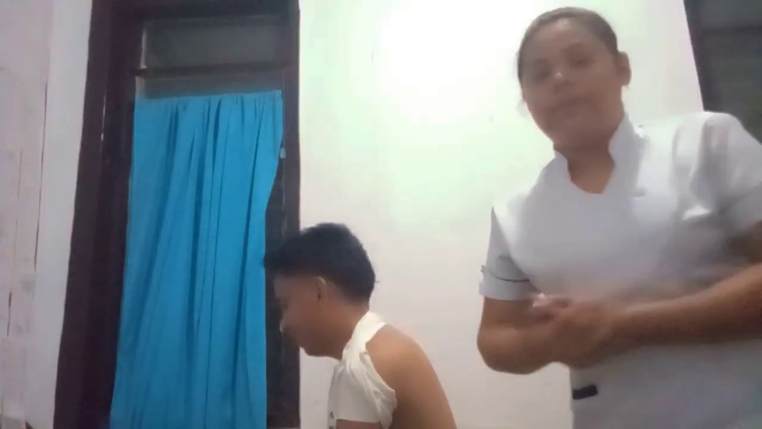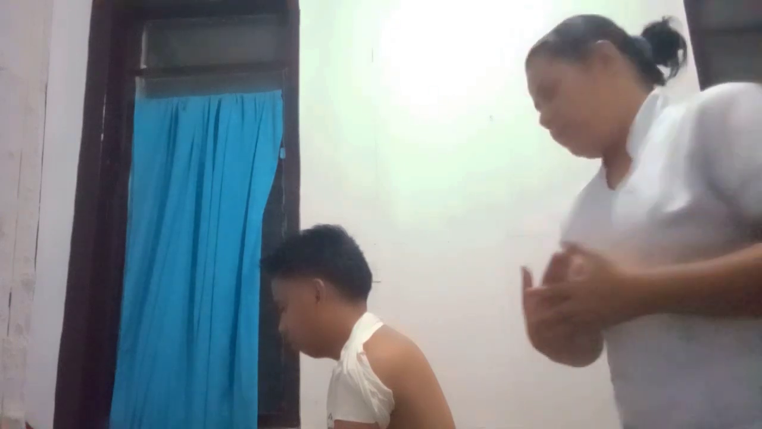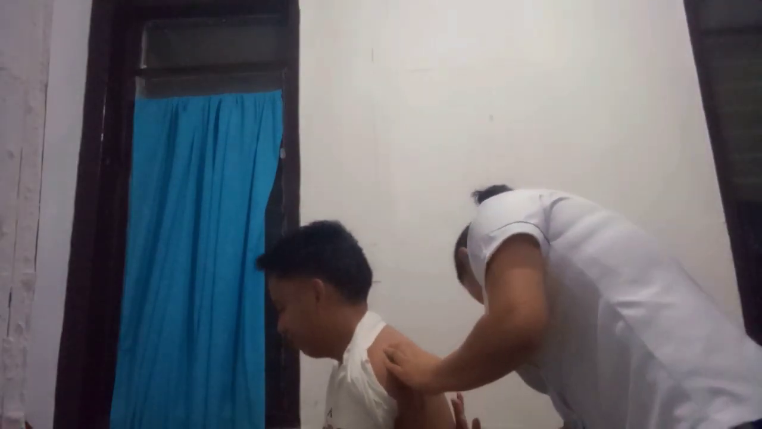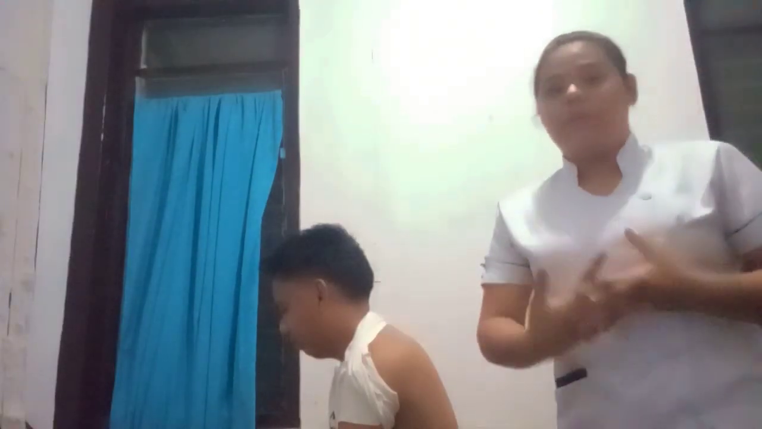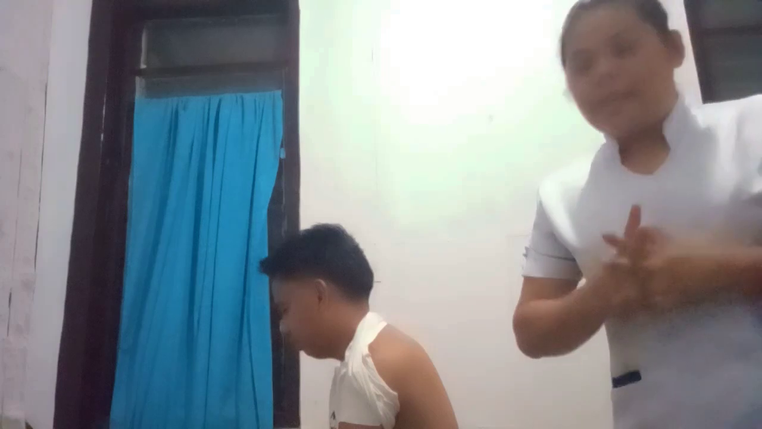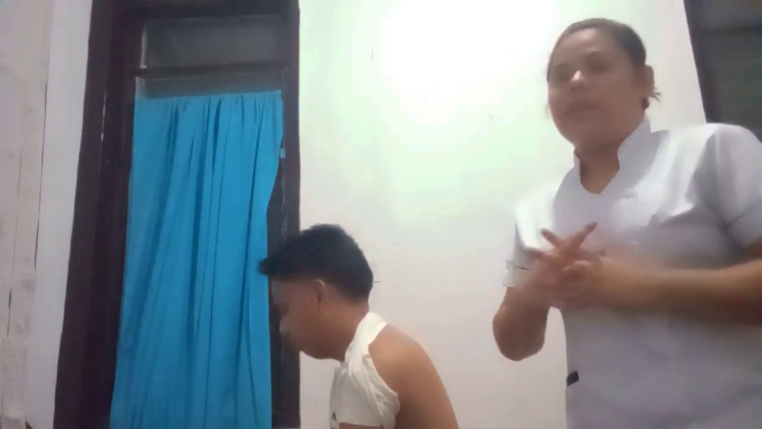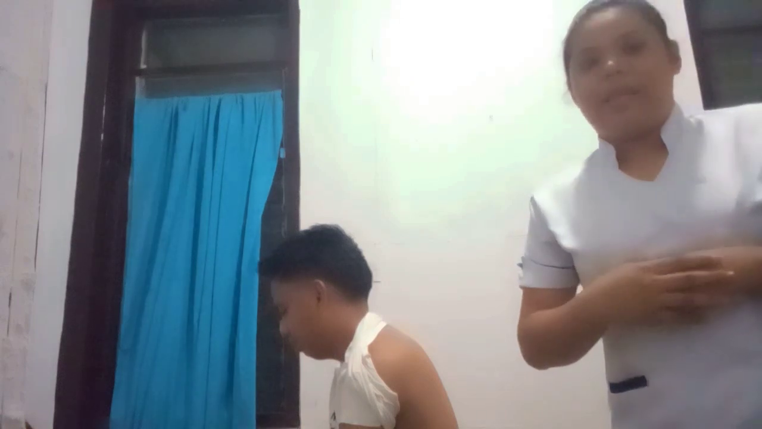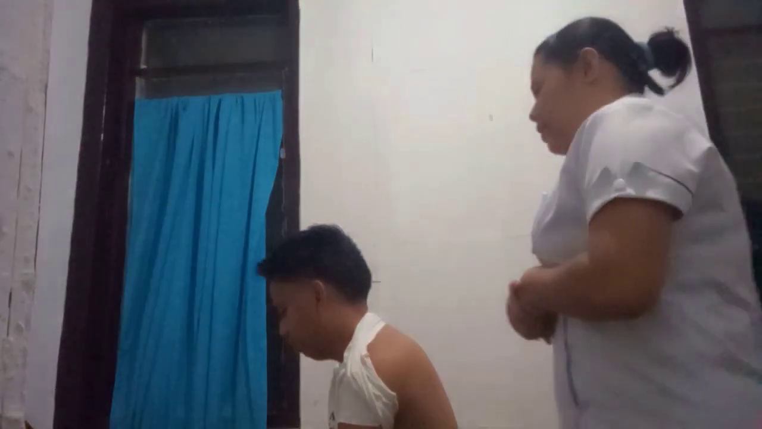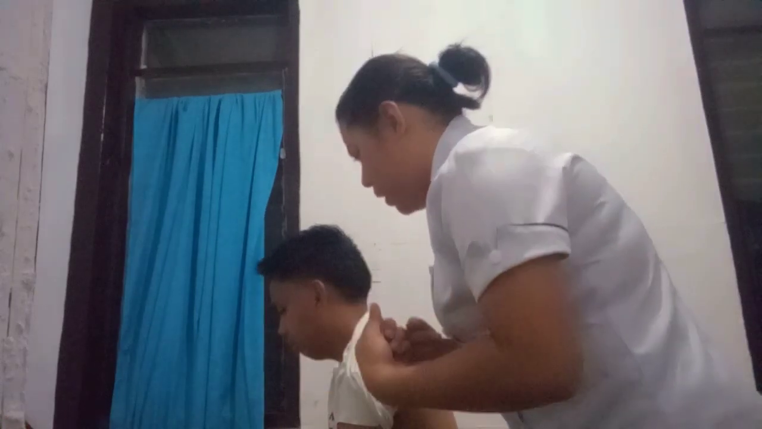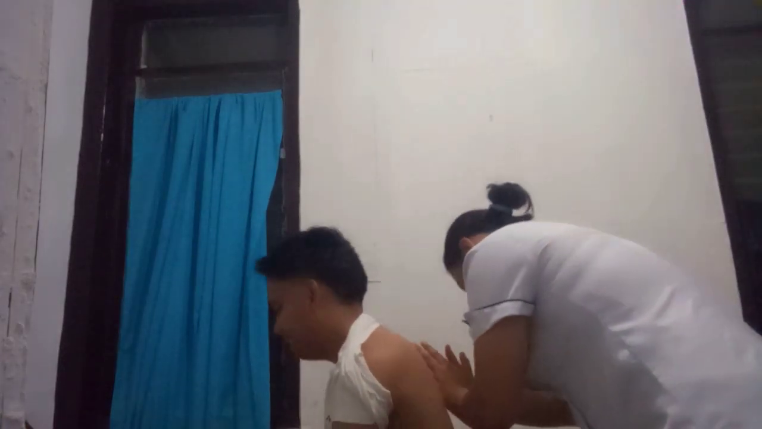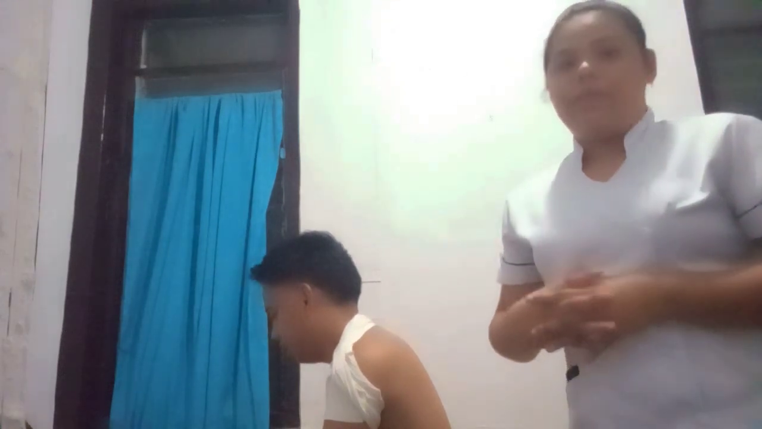So we also have to check for the temperature, if it is warm on the back of our patient. So we're going to use our dorsal to check for the temperature. So there are no abnormalities on our patient. Next is we're going to palpate the fremitus as the patient is saying the word 99. Okay, so there is symmetry and also we feel the vibration of the fremitus on the patient.